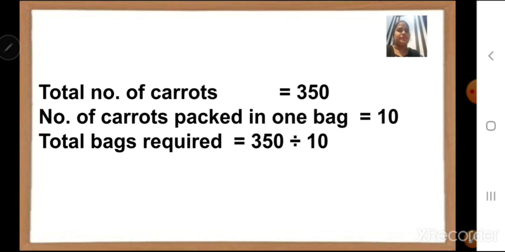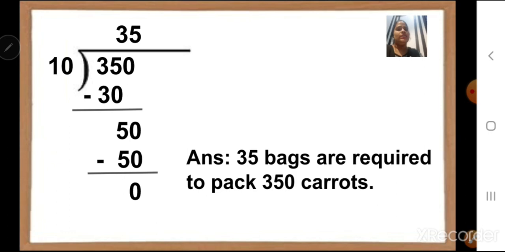Then we will do the division. 350 divided by 10 is equal to 35. So the answer is 35 bags are required to pack 350 carrots. Got it? Note down, children, in your notebook.